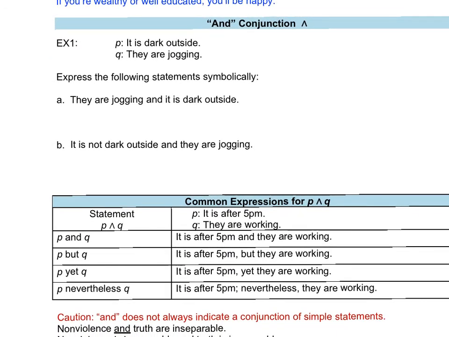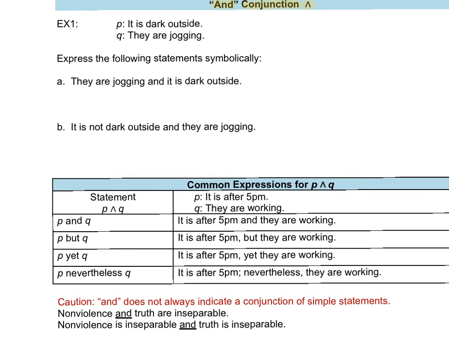Let's look at all 4 connectives. Let's start with our conjunction, which is and. So whenever you see and, that's our conjunction. Symbolically, it's this caret symbol on your keyboard, often called the hat symbol, which looks like a capital A without the bar. Example 1, we have 2 simple statements. P, it is dark outside. Q, they are jogging.